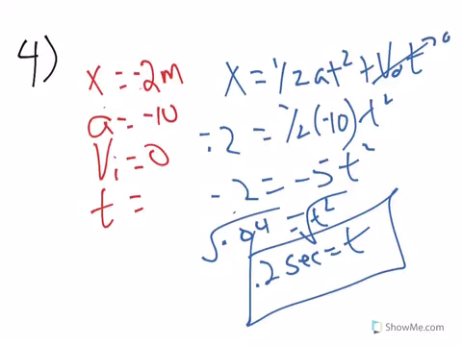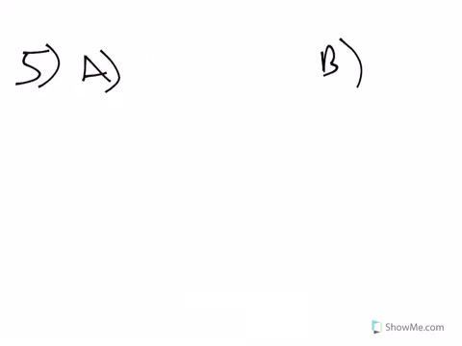Okay, so you should get 0.2 seconds equals t. And last but not least, we have number 5. On this one, the ball is going up. It got shot up with a velocity of, sorry, 60 meters per second. So the initial velocity is 60 meters per second. We know acceleration is negative 10 meters per second squared.